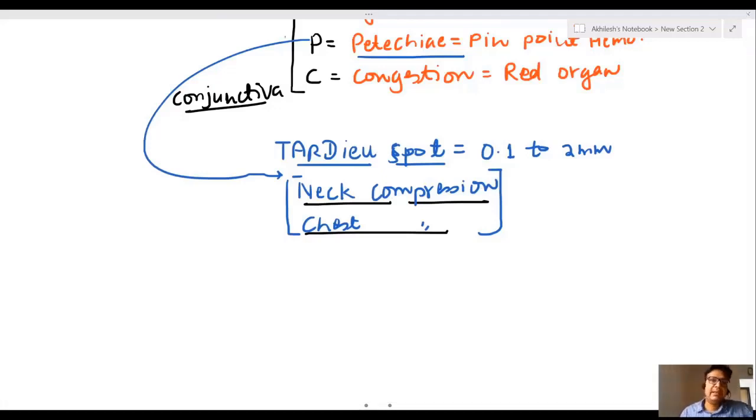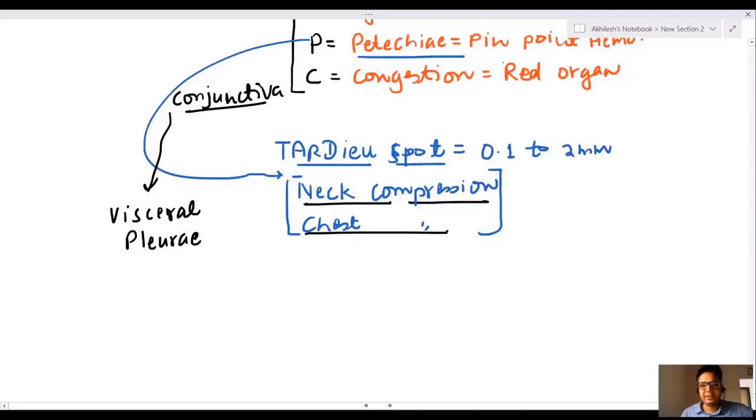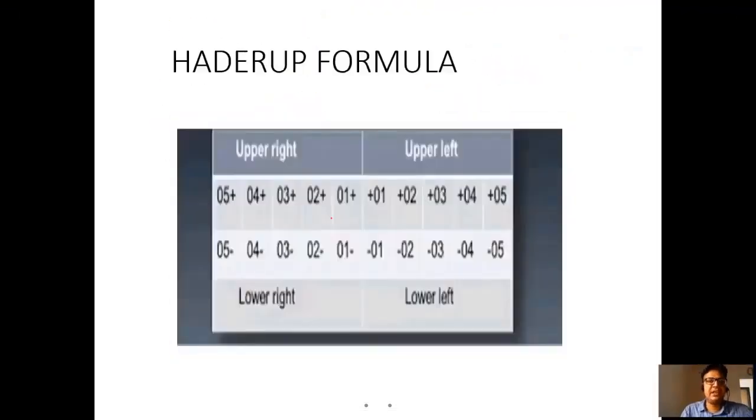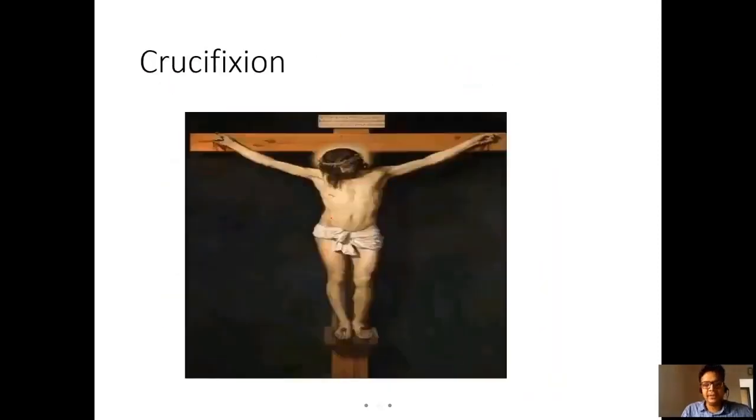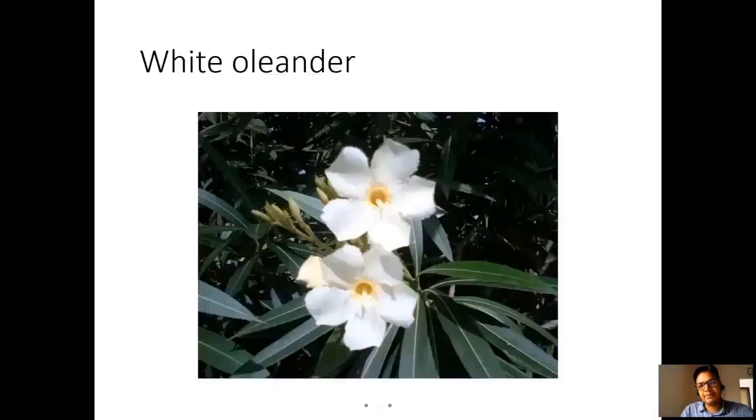But inside, it is seen in visceral pleura. Inside, Tardieu spots are seen in visceral pleura. So if CPC is present, it is petechiae, cyanosis, and congestion. If cyanosis, petechiae, and congestion are present, it is asphyxial death. Tardieu spots are pinpoint hemorrhage.